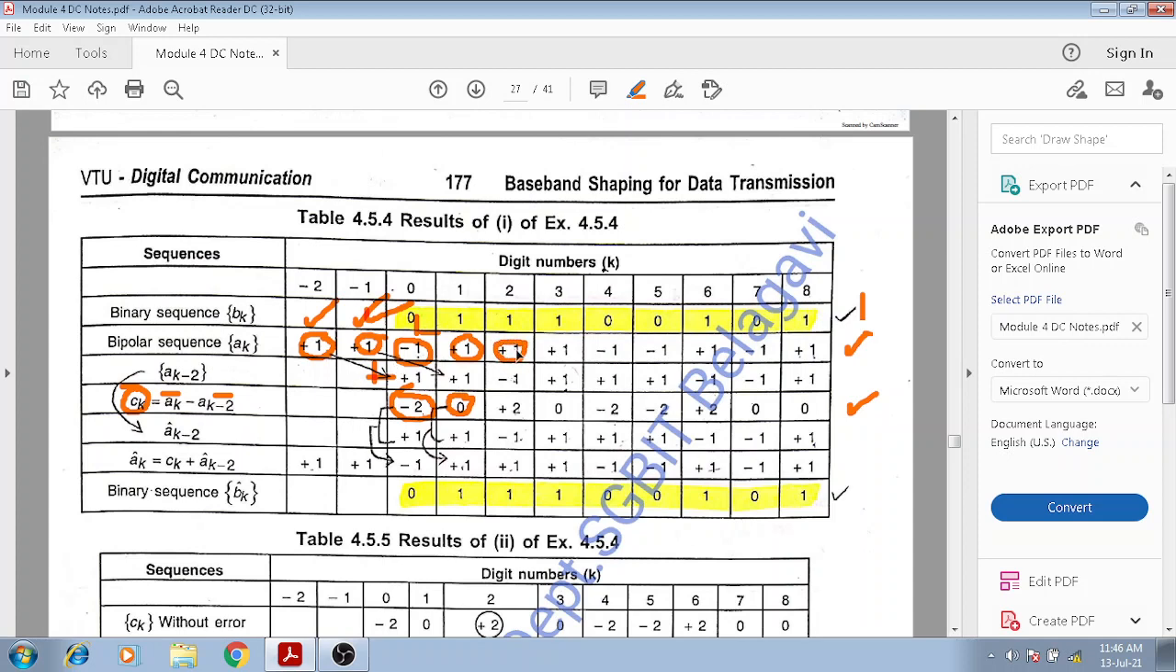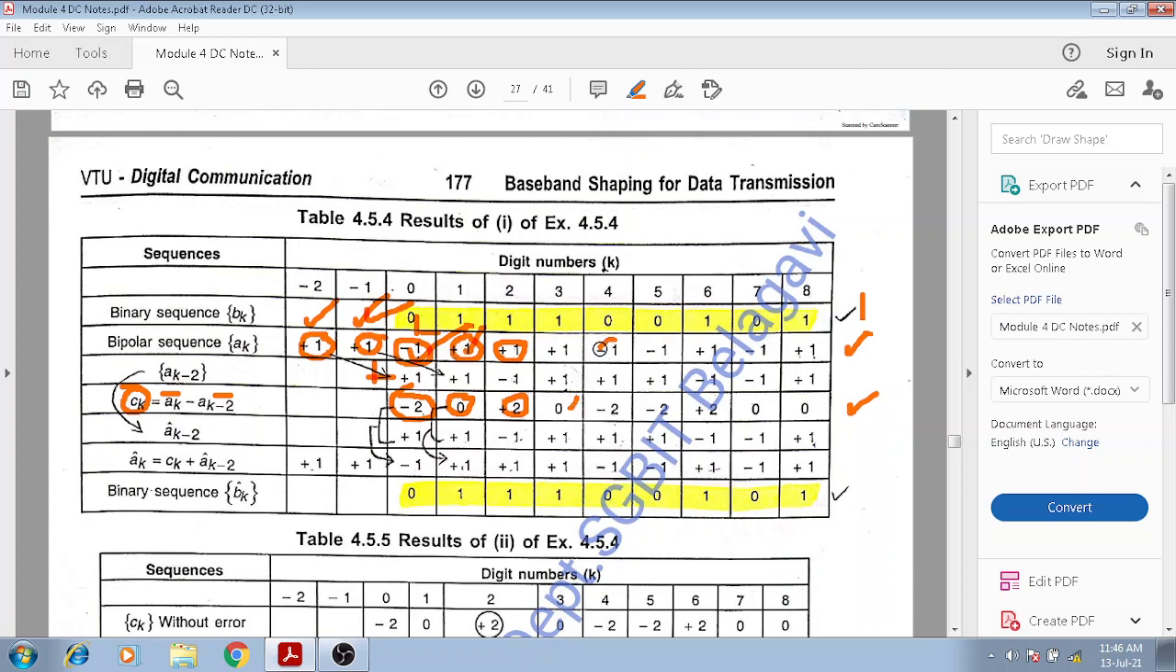Next AK, and for this bit, what is AK minus 2? This is AK minus 1, and the last two bits you have to consider as AK minus 2. So for this one, this is AK minus 2: 1 minus of minus 1, so 1 plus 1 becomes plus 2. Next for this one, AK minus 2, 1 minus of plus 1, so 1 minus 1 is 0.